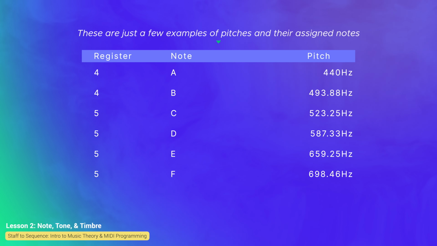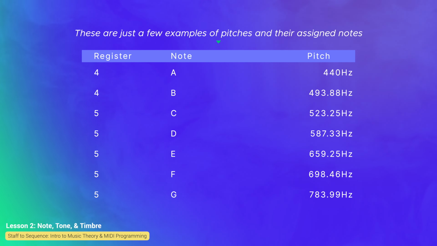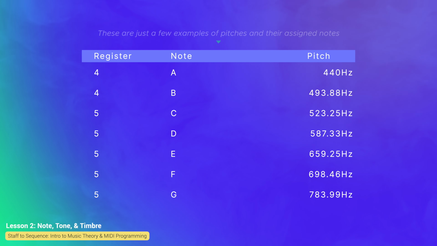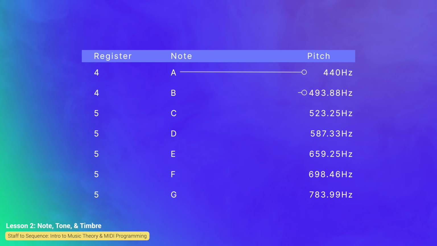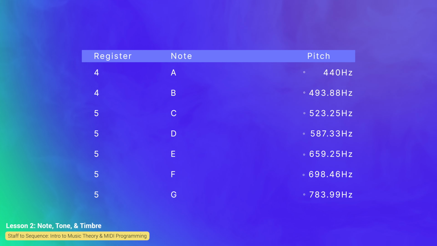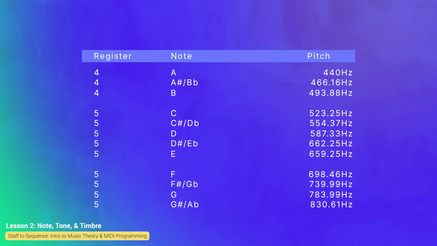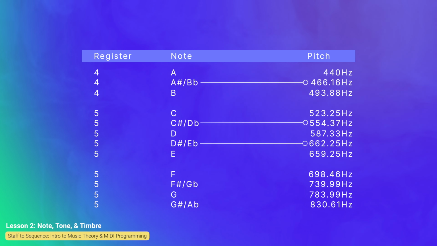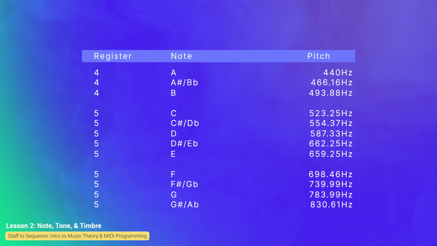In Western music theory, we group specific pitches into notes and assign them letter names A, B, C, D, E, F, and G. However, there are also notes in between some of these like A sharp or B flat, C sharp or D flat, D sharp or E flat, F sharp or G flat, and G sharp or A flat. I'll cover sharps and flats later.